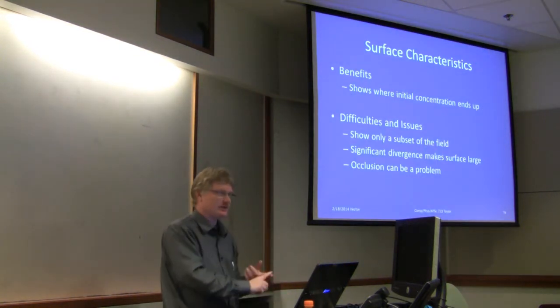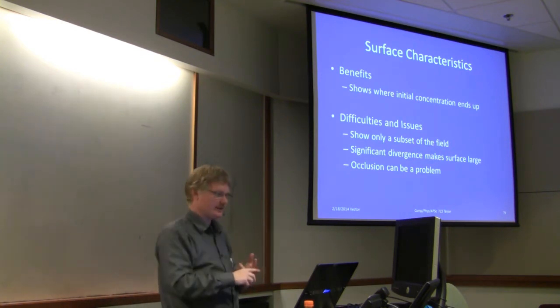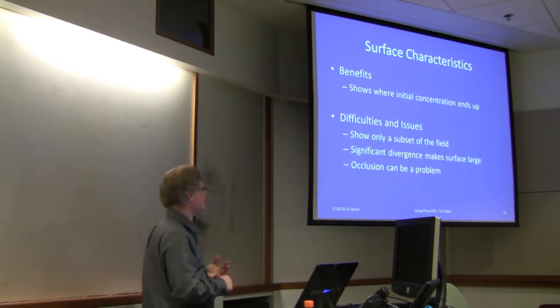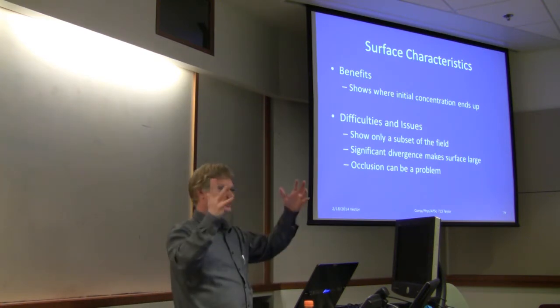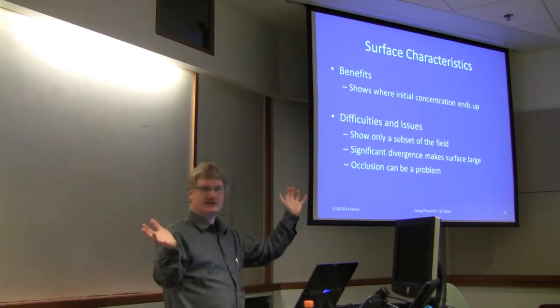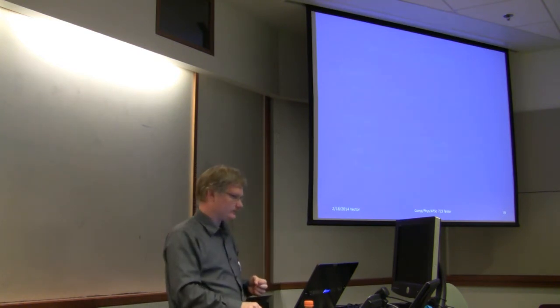All right, so this is, again, good for initial concentration. This is where the stuff started. Where does it end up? It only shows a subset of the field, and if you get significant divergence, these things just form giant surfaces that cover the entire viewpoint. And again, occlusion can be a problem.